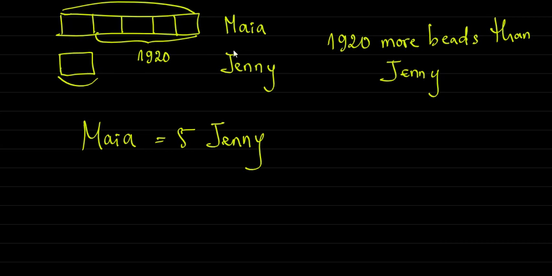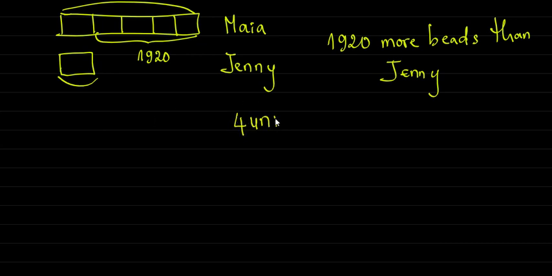So that means that 4 unit that Jenny has to add to her bits, we can consider that 4 unit is the unit that Maya has more than Jenny. Got it? So then we could consider that 4 unit equal to 1920.